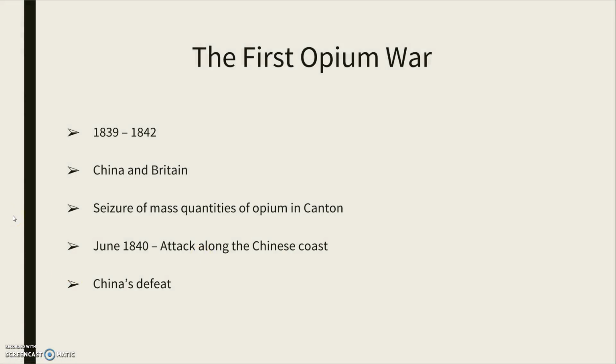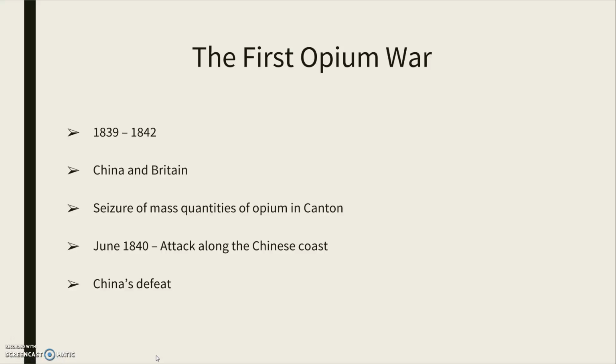So the first Opium War, as I had said before, occurred between 1839 and lasted until 1842. It involved China and Britain, and there was a seizure of mass quantities of opium in Canton, which was actually the only part of the country where Europeans were allowed to trade at. And pretty much what had happened was the Chinese government had decided to be more strict on smuggling opium over.